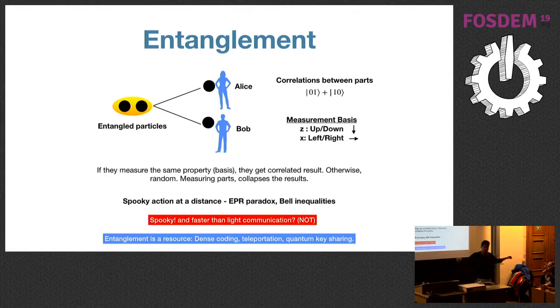And as the EPR paradox and Bell inequalities show, these correlations can never be reproduced in a classical system. We have had recent very good tests proving these inequalities, showing that there is fundamentally something different about correlations between parts of a system when you are dealing with quantum systems than classical systems. And then you have this entanglement. It becomes a resource with which you can do something called dense coding, teleportation, quantum key distribution.